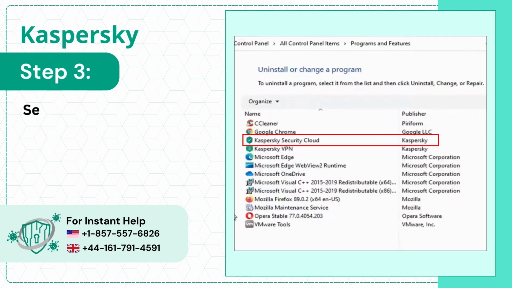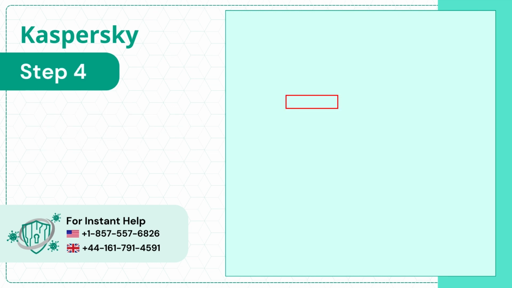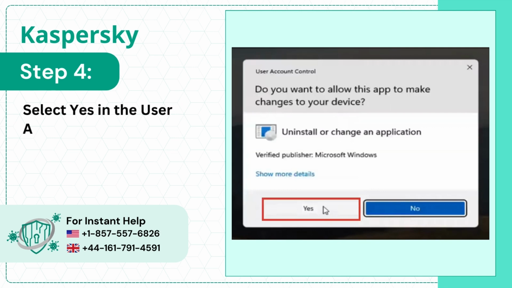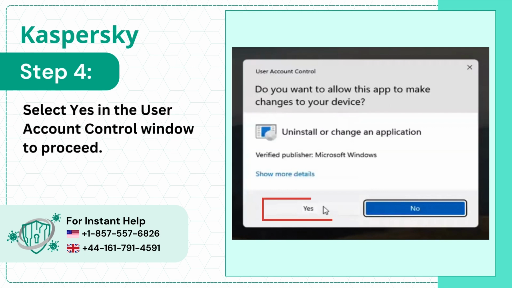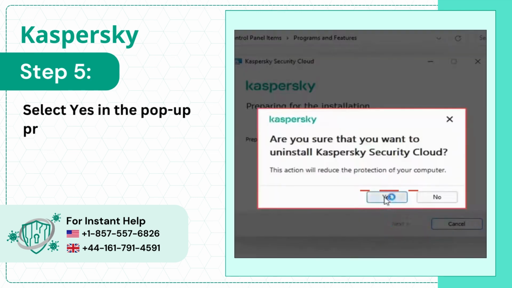Step 3. Select the Kaspersky Security Program and click Uninstall/Change. Step 4. Select Yes in the User Account Control window to proceed. Step 5. Select Yes in the pop-up prompt to continue the process.